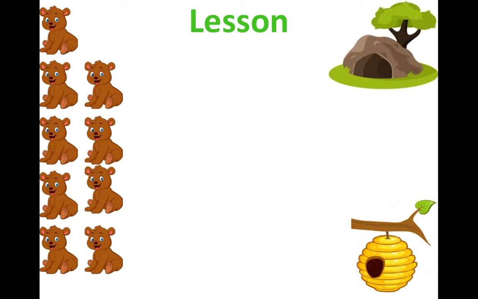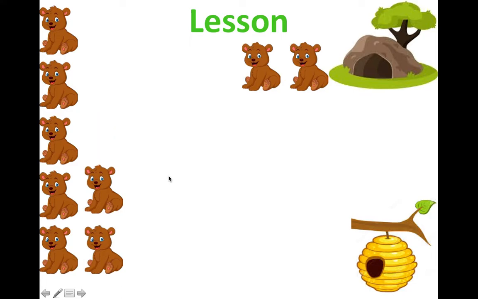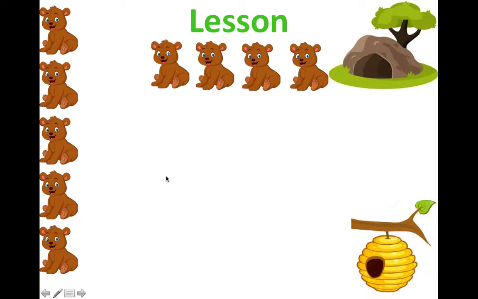So we will look at how many go in the cave for sleeping and how many go to the tree to get some honey for food. So let's see. I have 1 bear that goes to sleep, 2 bears that go to sleep, 3 bears go to sleep, and 4 go to sleep.